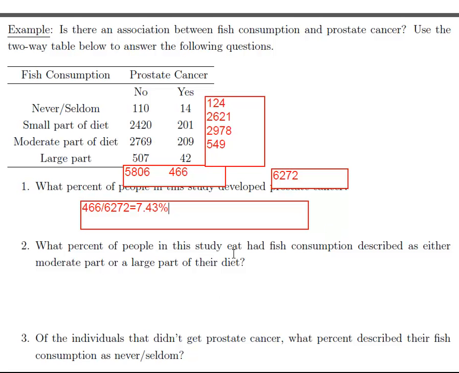Next question, what percent of people in this study have fish consumption described as either moderate or large? Again, this is the marginal because it has nothing to do with prostate cancer, so I'm only considering one of the variables. And moderate would be 2,978, large part would be 549, and I divide that by 6,272. So 2,978 plus 549 divided by the total, and that's equal to 56.2%.